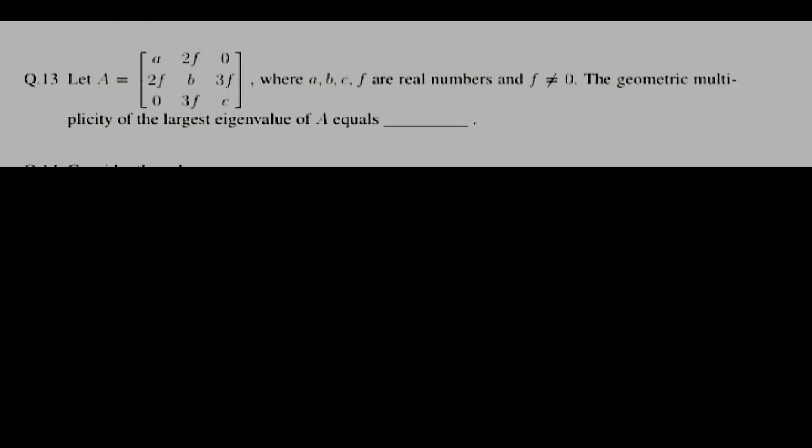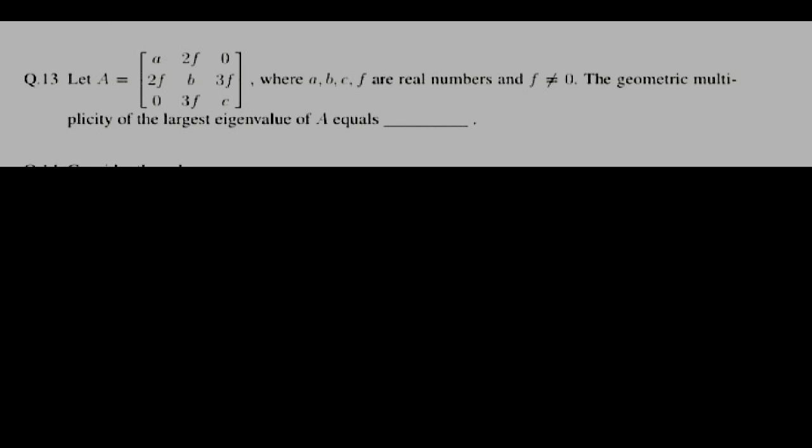This is the PYQ series of GATE, where for the first time I will go with linear algebra. This is a GATE 2018 question of linear algebra with 2 marks, where you can see: let A be a 3 cross 3 matrix where a, b, c, f are real numbers and f not equal to 0. The geometric multiplicity of the largest eigenvalue of A equals what?